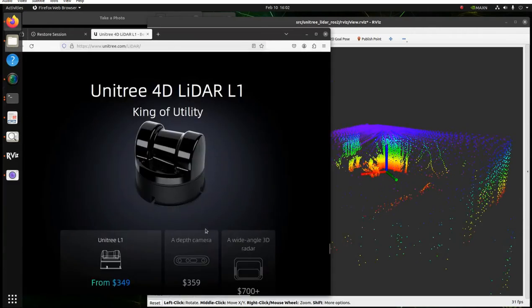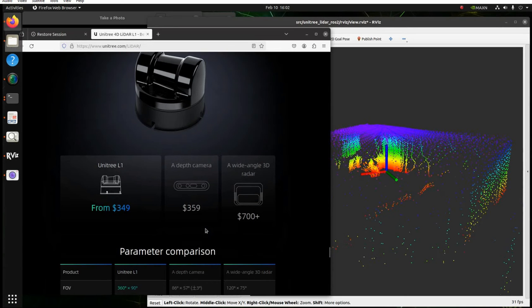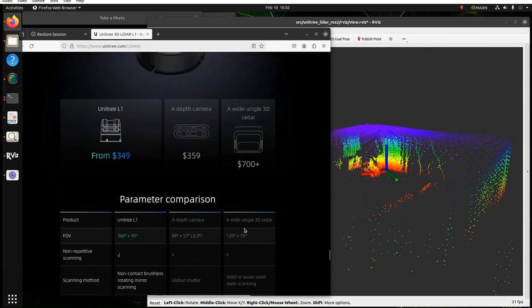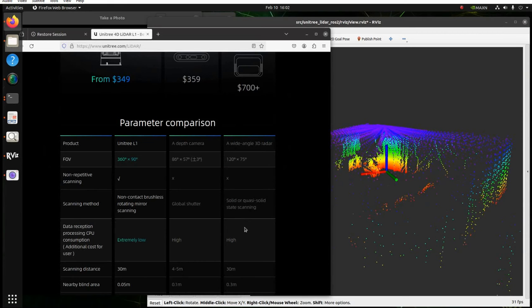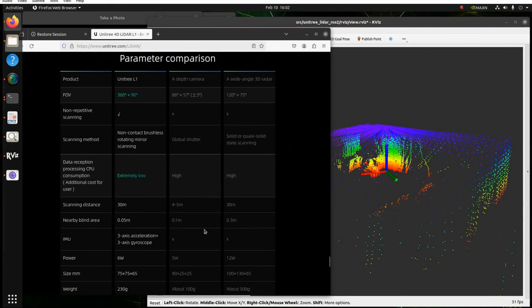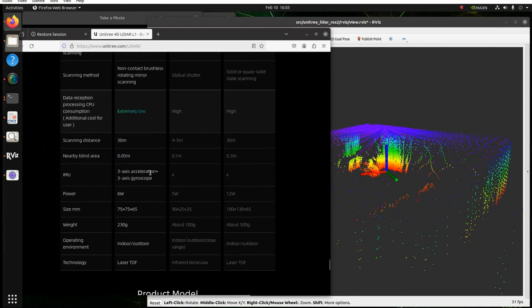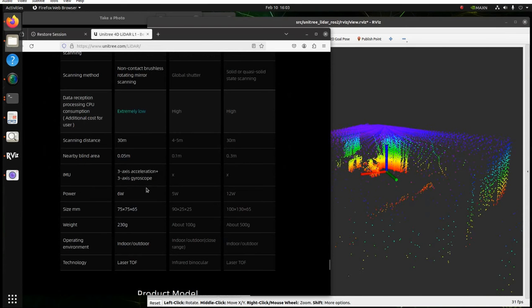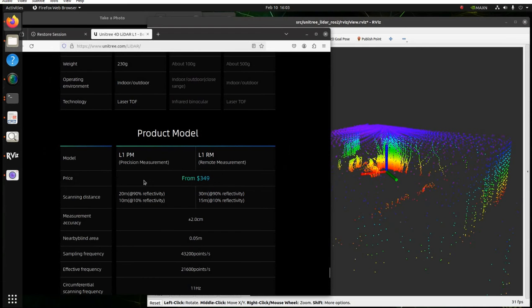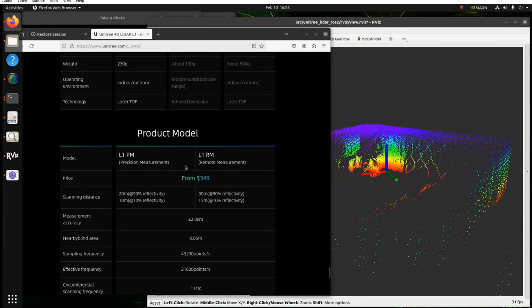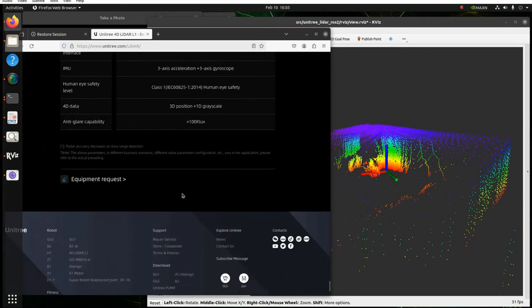There's a bunch of ideas of what to put it on, and here are some examples: Unitree, a depth camera, wide-angle 3D radar, and some of the specs when you compare them. It sees pretty far away, 30 meters. It's got three-axis acceleration and gyroscope feedback. There's two models you can get. I don't know about the other model. The other model is more expensive. It's called a remote measurement. I don't know what it does. And that's pretty much it.